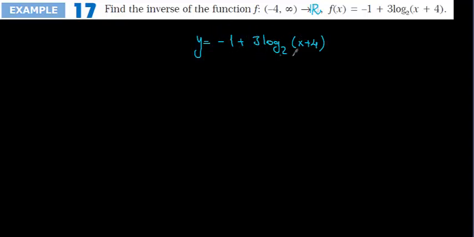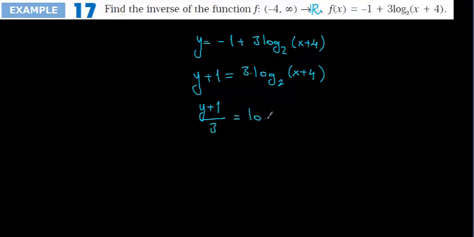Firstly, we have a logarithmic expression here, but we have addition also. Before the logarithm, we are going to deal with addition and subtraction. We should send it to the other side. Y plus 1 is equal to 3 times logarithm base 2 of x plus 4. This 3 is multiplying, that's why on the other side it's going to be division. Y plus 1 over 3 is equal to logarithm base 2 of x plus 4.